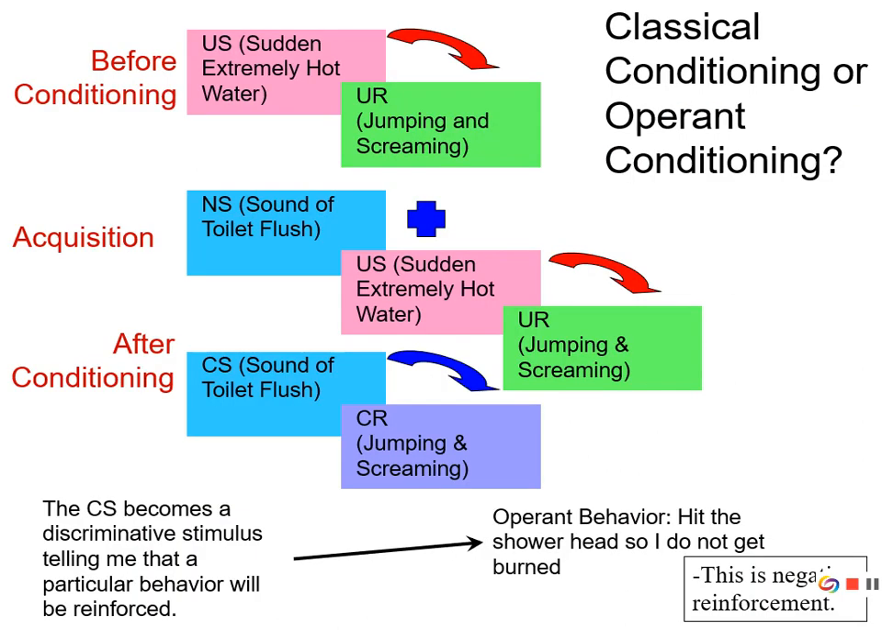And here I want to connect back a second, because I originally gave you this example with classical conditioning. If the water gets really, really hot, you jump and scream. If you hear a toilet flushing sound, which is a neutral stimulus, and all of a sudden the shower gets incredibly hot, you jump and scream. And pretty soon, the sound of the toilet flush leads to jumping and screaming. And this was our classical conditioning example.